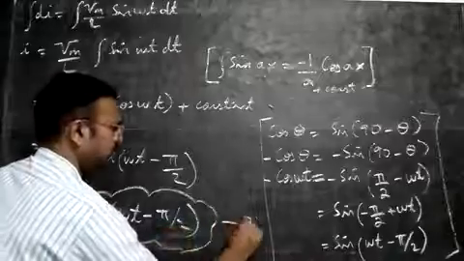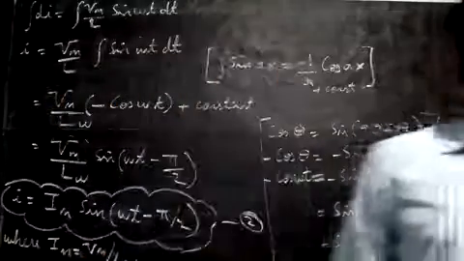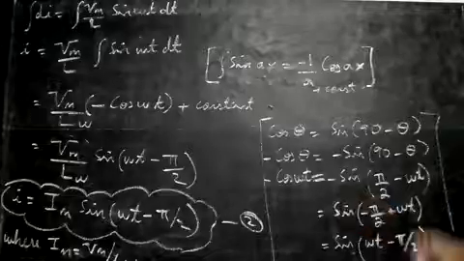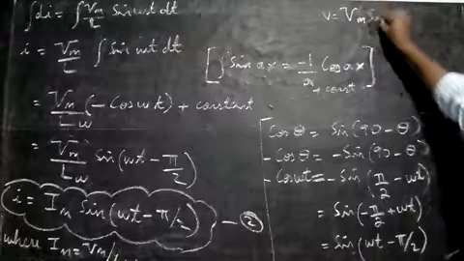This is equation number 2. Equation 1 we already know, and we'll come to that now. Then we'll see the phasor diagram also. So equation 1 is V is equal to Vm sine omega t.